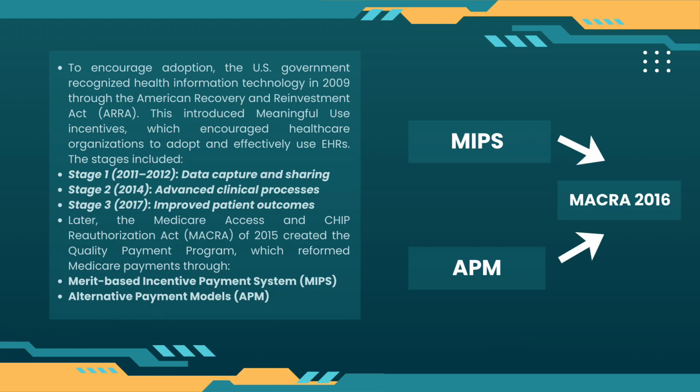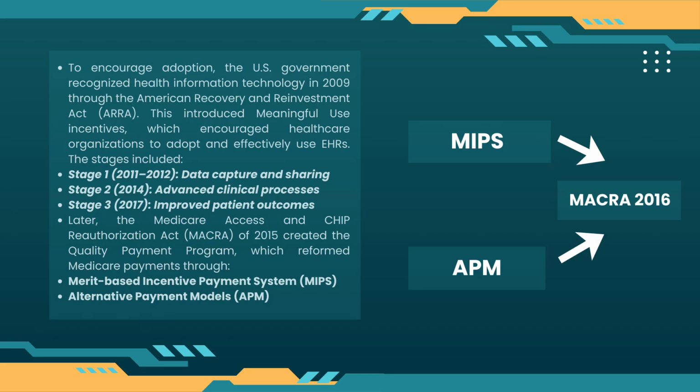In 2015, the Medicare Access and CHIP Reauthorization Act or MACRA reformed Medicare payments by creating the Quality Payment Program. There are two paths under MACRA. First is the merit-based incentive payment system. This adjusts payments based on the physician's performance across multiple categories. Instead of a flat rate, the government adjusts their payment based on how well they do in specific categories.